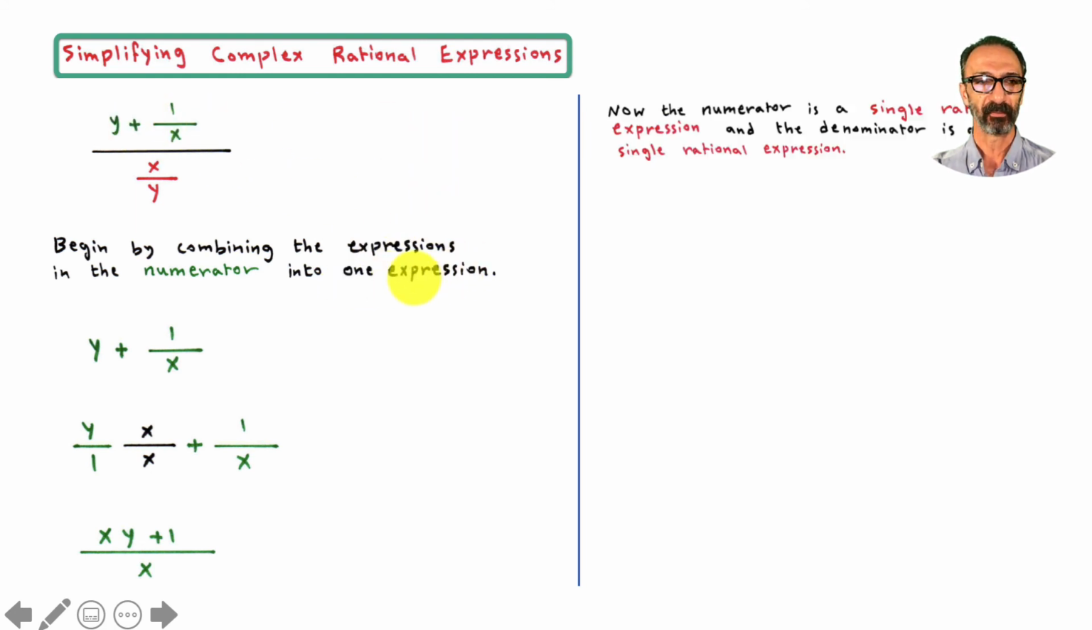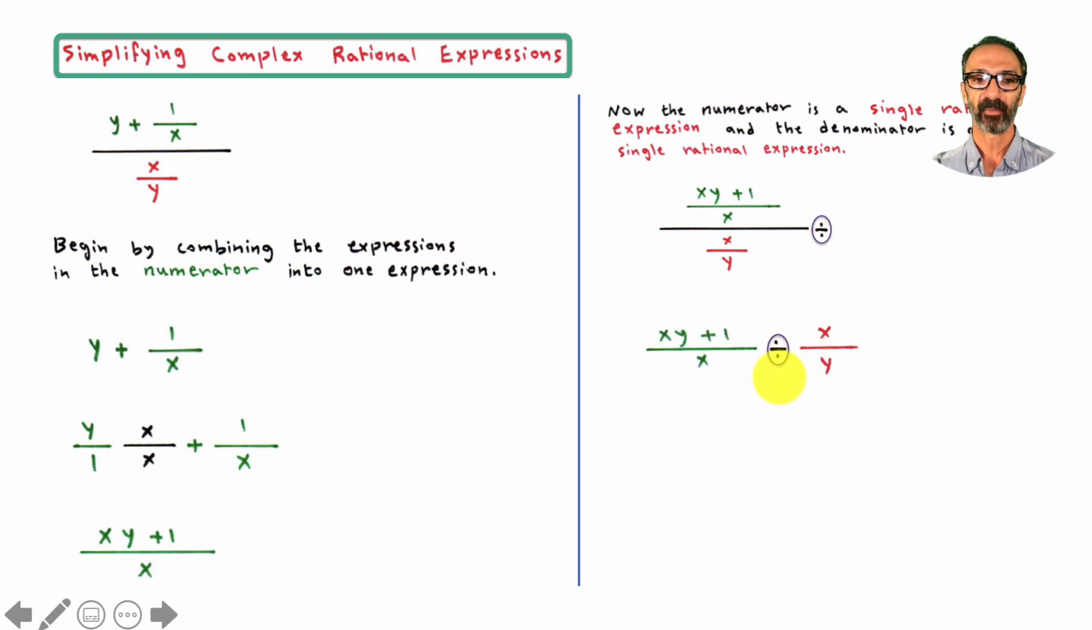We go back to the problem. Now the numerator is a single rational expression, and the denominator is a single rational expression. Single on top, single on the bottom. This is what I mean, single over single rational expression. Focus on this right here. This is my main division, not this one, not this one. We're going to change the division to multiplication.